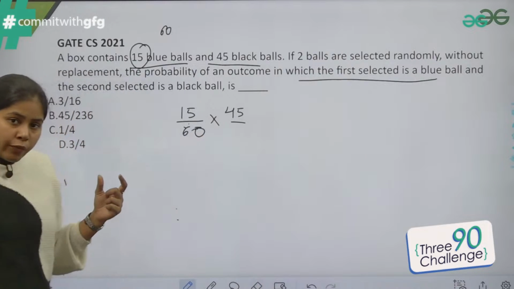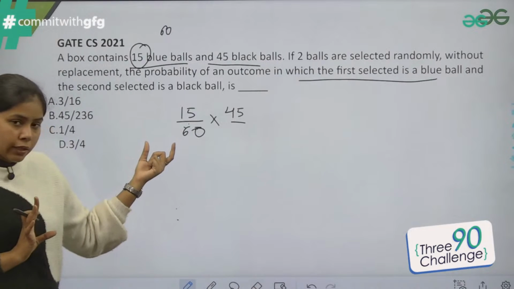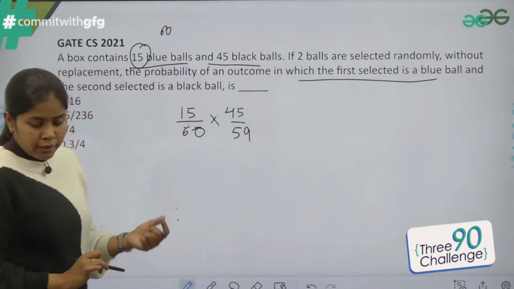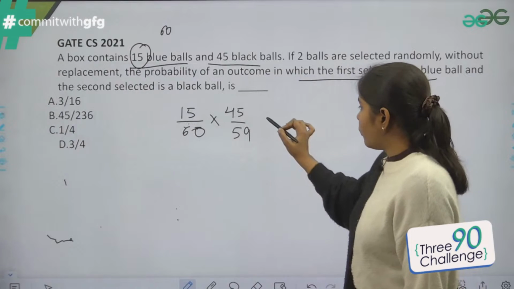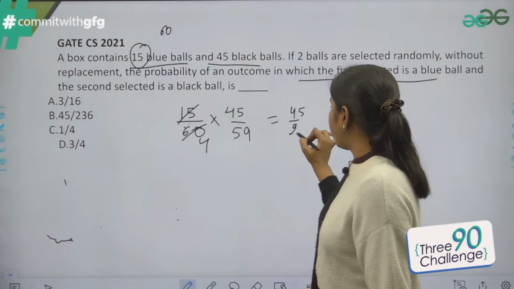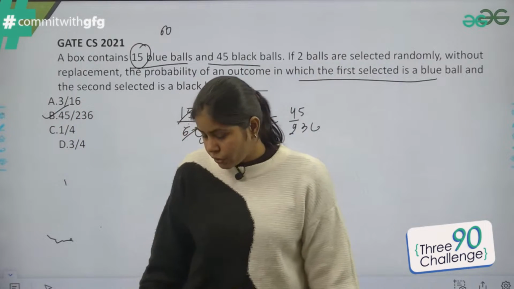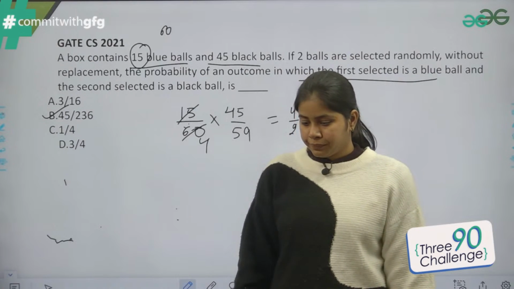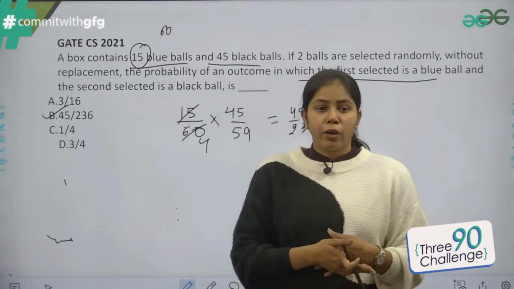So I have picked one of the balls from the bag, right? So out of 60, I am only left with 59 balls. Out of these 59 balls, I have to pick one black ball, right? So this is the probability. What would I get if I solve this? 15 fours are 60. So on solving, I'll get 45 by 236. Option B is correct, right, Rushikesh? Option B is correct. I hope everyone gets why option B is correct here.